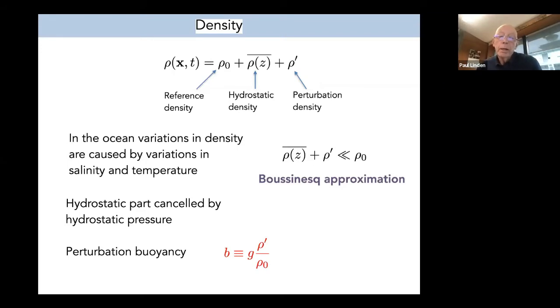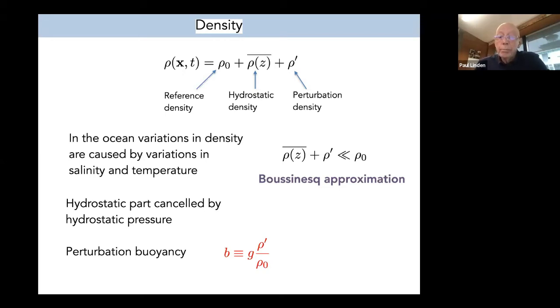So we multiply the perturbation density by gravity, g, and divide it by this reference density. So the dimensions of the perturbation buoyancy are the dimensions of gravity. And because rho prime is very small compared to rho zero, the buoyancy is small compared to g. So typically the order of 1,000th of g or 100th of g, that kind of value.